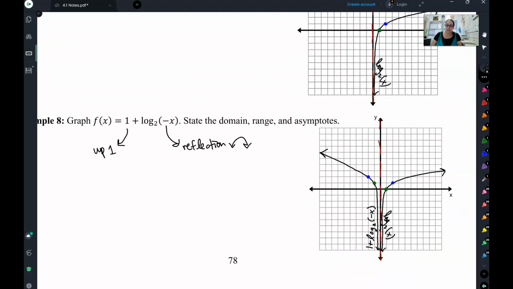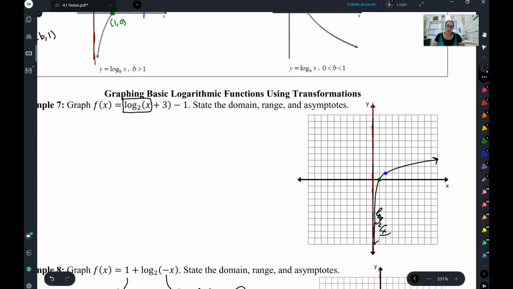Now, having done that one, I would like you to try example 7. Outline what that plus 3 and the minus 1 does, and then do that to your asymptote and your points. Then come back to check and see how you did.